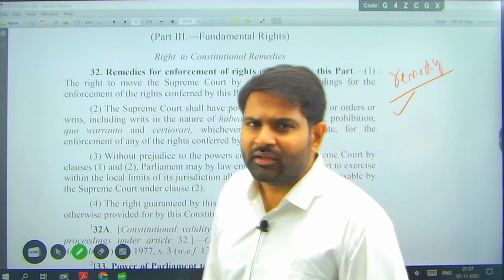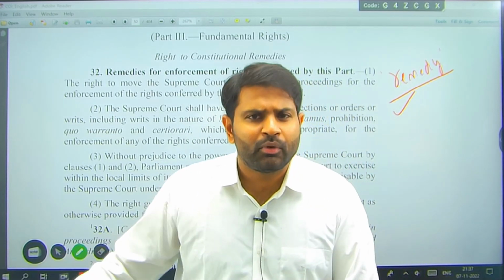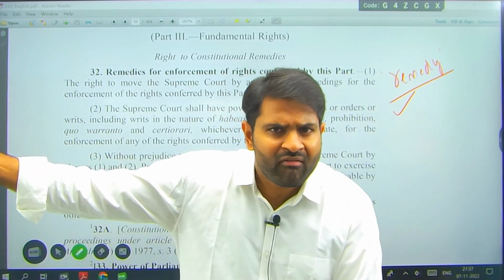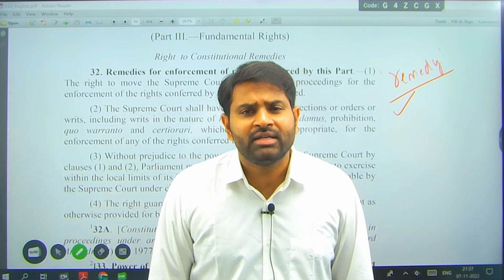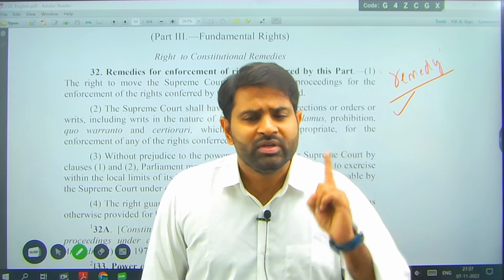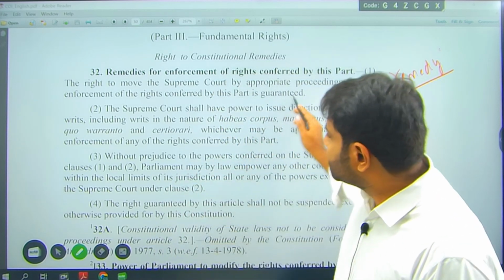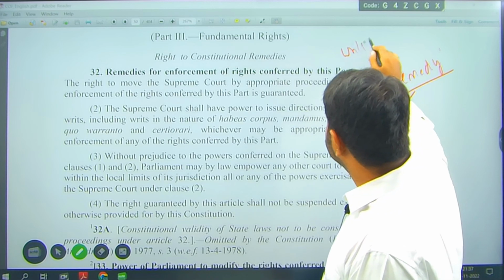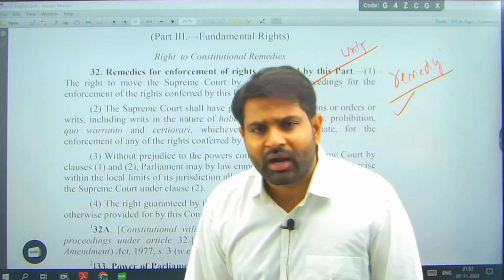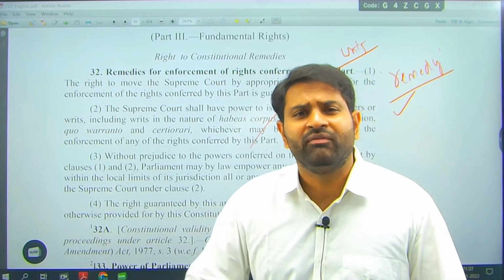We have a remedy. When someone encroaches onto your land, you will go and complain in the police station and go to court. That is a remedy you have. The same way, when your fundamental rights are infringed or violated, you have remedies in article 32, which Ambedkar called the soul of the Indian constitution. These remedies are called writs. We have habeas corpus, mandamus, certiorari, quo warranto, and prohibition. These are the different writs we have.